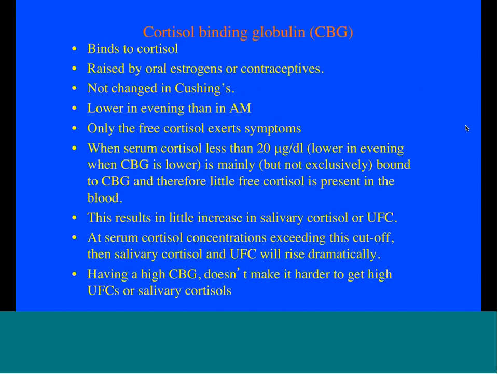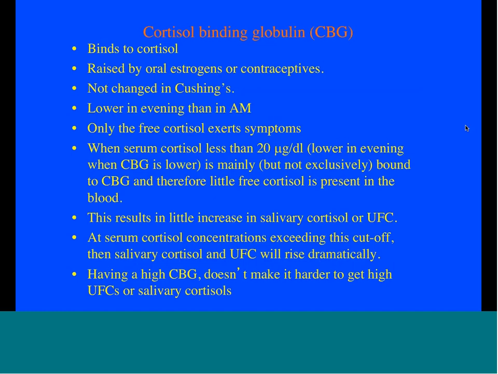Now, many people ask me about cortisol binding globulin. Cortisol binding globulin is extremely important, and it binds to cortisol. It's raised by oral estrogens or contraceptives. However, it's not changed in Cushing's. So whether you have Cushing's or not, you can't just say that CBG is higher or lower. In general, it's lower in the evening than in the morning, and this allows more free cortisol to be released. So only the free cortisol exerts symptoms.